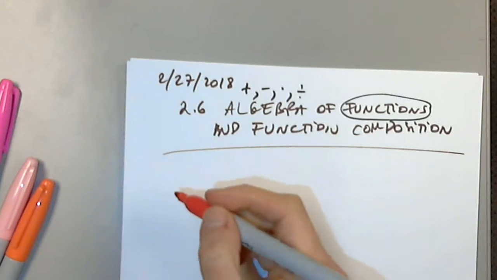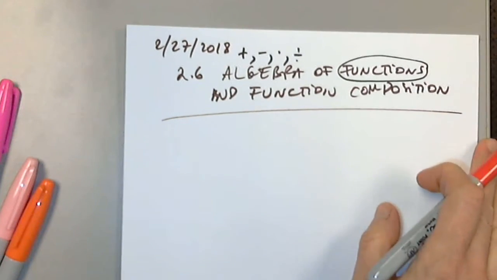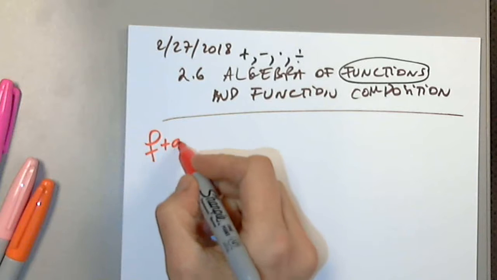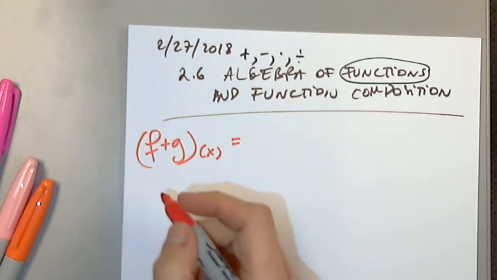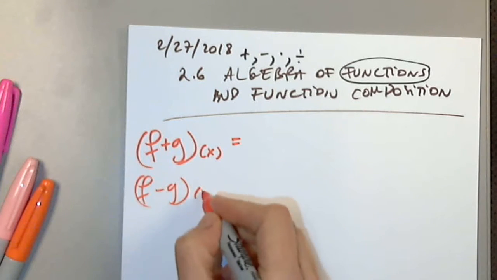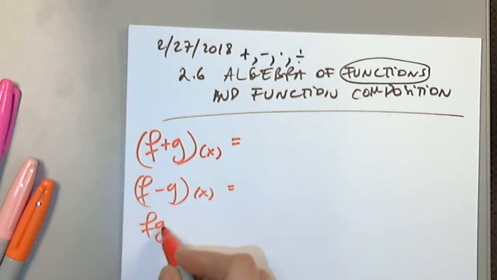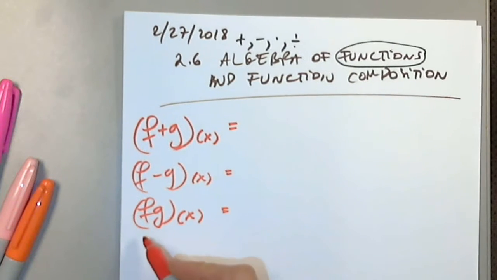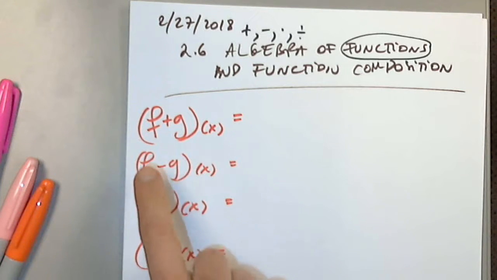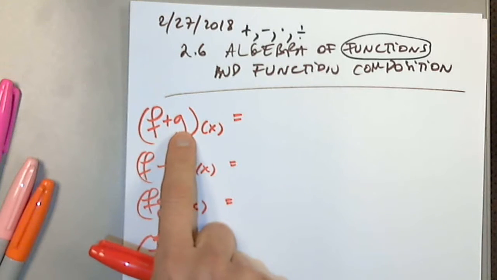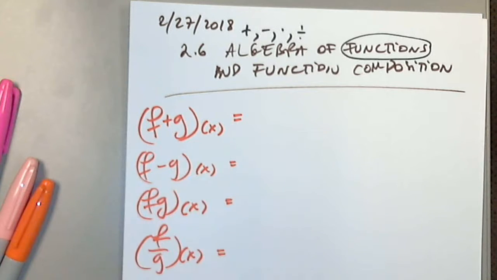So I'm going to ask you next, what do you think about me asking you to clarify what this means? And the next one will be this. And the next one will be this. And the fourth one will be this. So what did I write? This is f plus g of x. So what am I telling you now when I say f plus g of x?